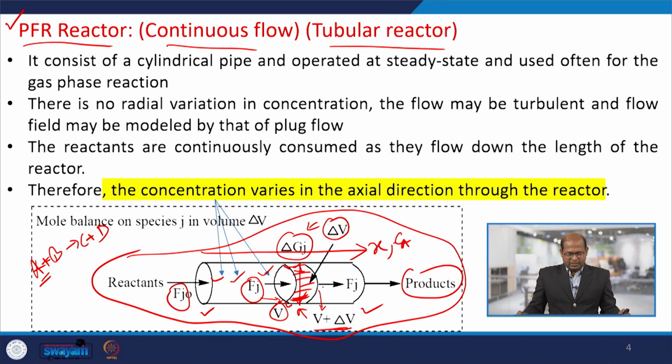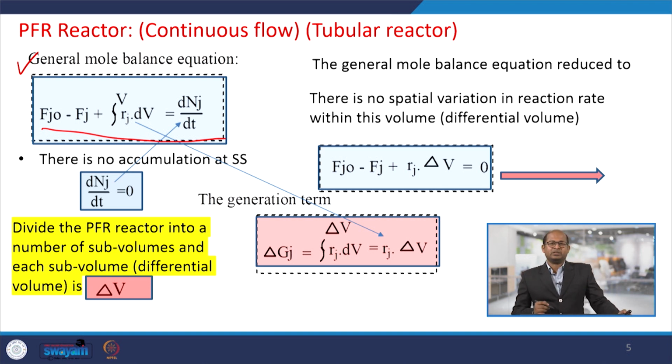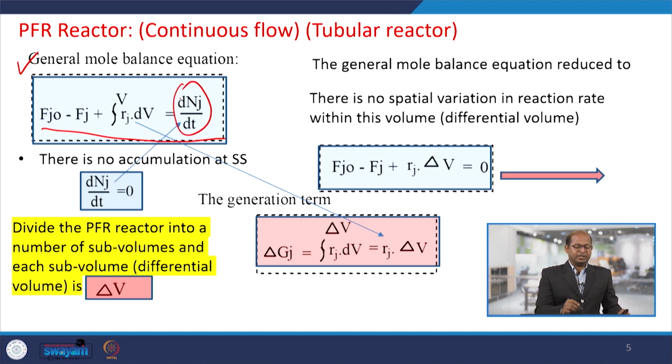Within that, here is the general mole balance equation we already have discussed. In this type of reactor also there is no accumulation. If the system is operating under steady state, then dNj by dt we can consider as 0, so this part we can eliminate from the mole balance equation, and the rest of the parts would remain.